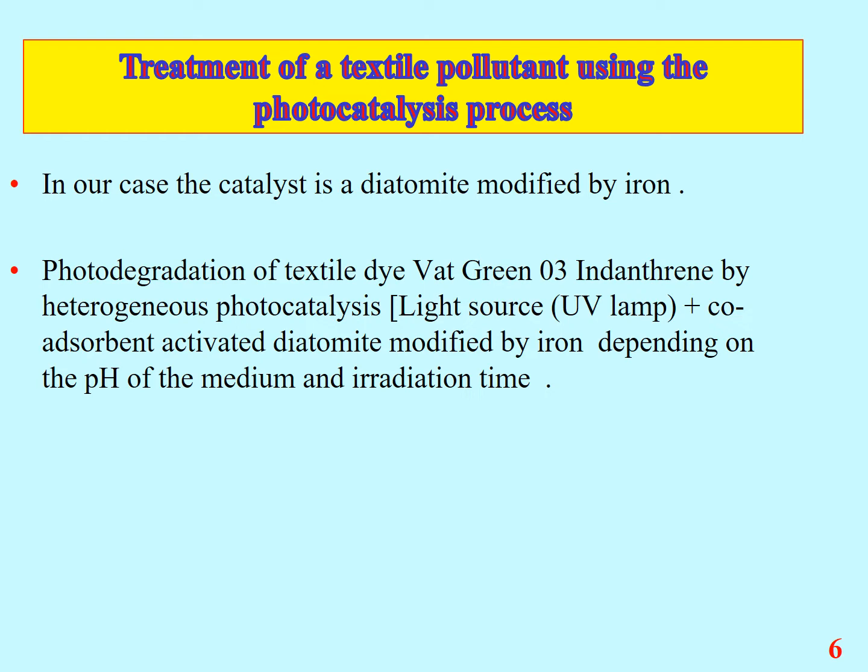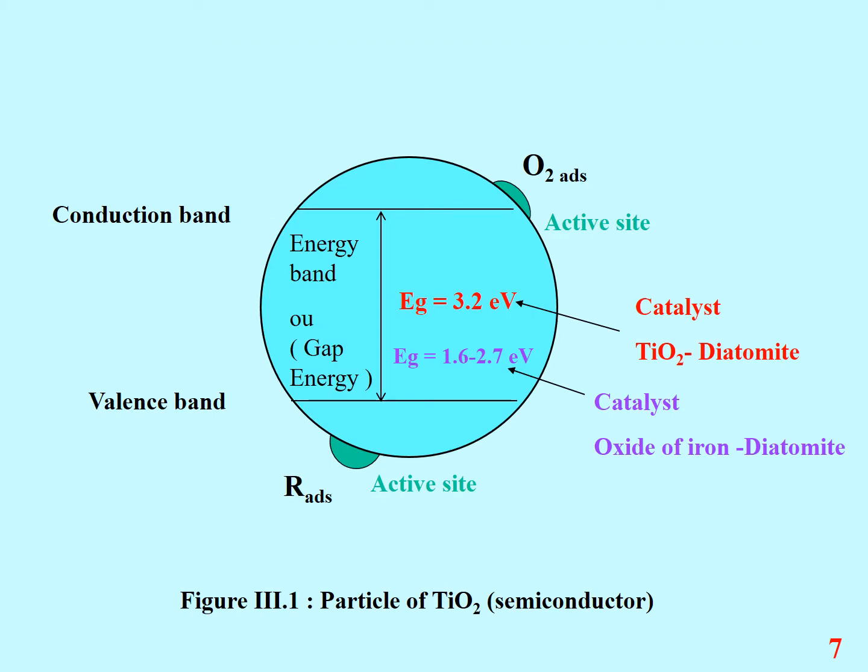Photodegradation of textile dye V3 Indanthrene by heterogeneous photocatalysis: light source UV lamp plus co-adsorbent activated diatomite modified by iron, depending on the pH of the medium and irradiation. The gap energy of titanium oxide is 3.2 electron volts, and for the catalyst of iron oxide modified diatomite it is in the range between 1.6 and 2.7 electron volts.